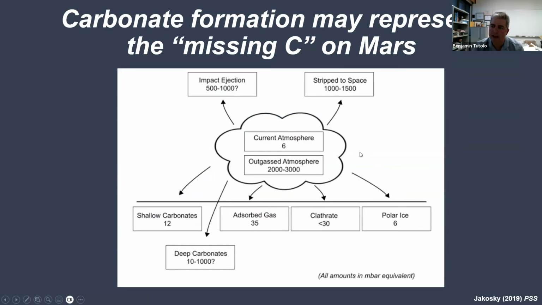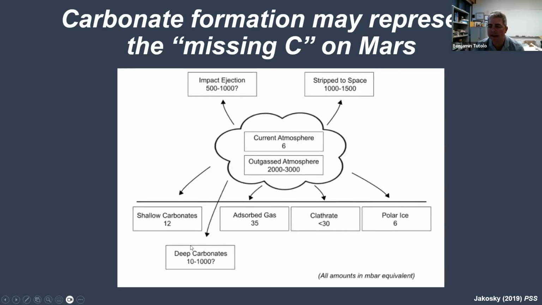So you can see the idea is that volcanoes would have outgassed on the order of 2,000 to 3,000 millibars, or 2 to 3 bars of CO2, early in the planet's history or throughout its history. But the current atmosphere, of course, only contains 6 millibars, meaning that a lot has been lost to other places. So impacts probably removed on the order of 0.5 or 1 bar of CO2 to space. Some of it got stripped off from the upper atmosphere on the order of 1 to 1.5 bars. And then there are all of these geologic processes that folks like me like to think about. So shallow carbonate formation, this is carbonates precipitating in the shallow subsurface of the planet.